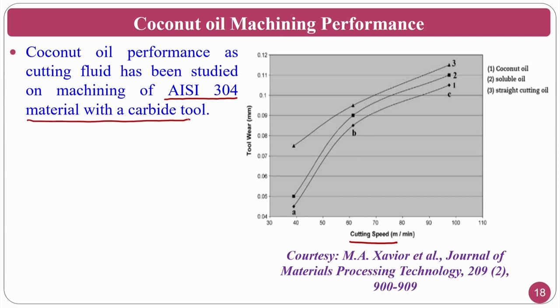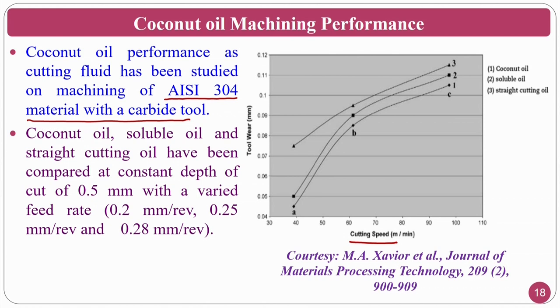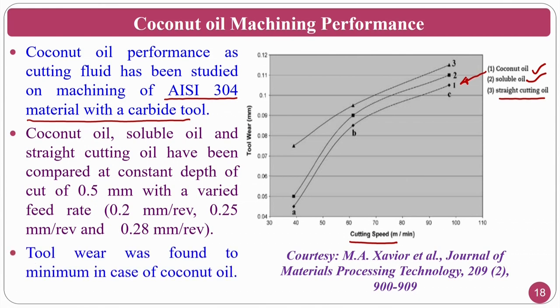If you see this one, coconut oil, soluble oil and street oils have been compared. You can see here, coconut oil is there, soluble oil is there, and street oil also is there. These are the three varieties of oils, among which, if you see here, coconut oil gives the least tool wear. That is, one represents coconut oil. That means the tool wear is lower compared to soluble oil and street oils. That is, mechanical performance is better compared to other oils.